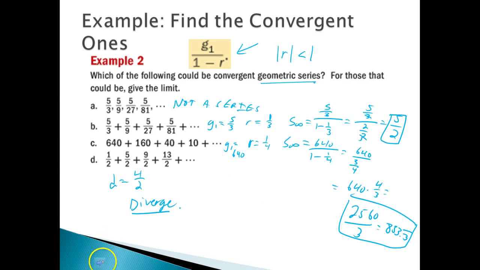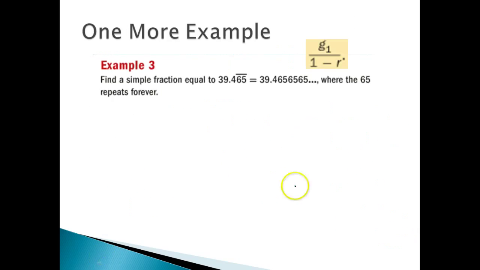All right, just one more example here. Hope you're bearing with me. These are so nice because this formula is just so simple. So here they want us to find a fraction for this infinitely repeating decimal. Infinite seems like something we've been talking a lot about today, so let's see if we can make it work. They say the 65 repeats forever.